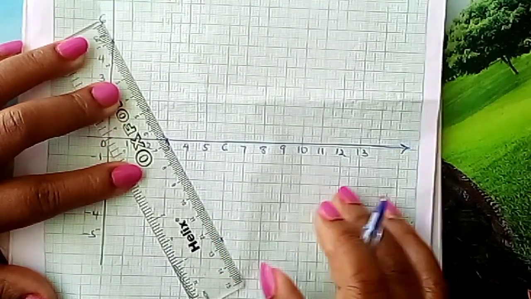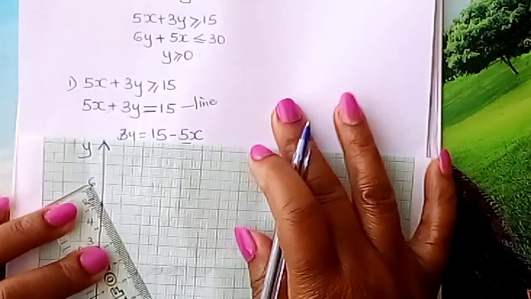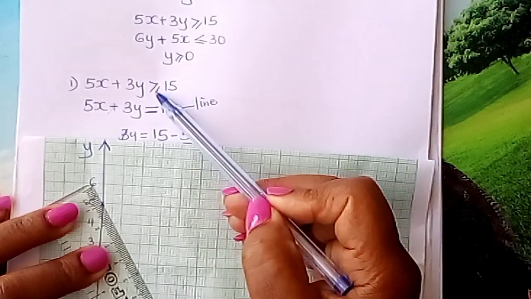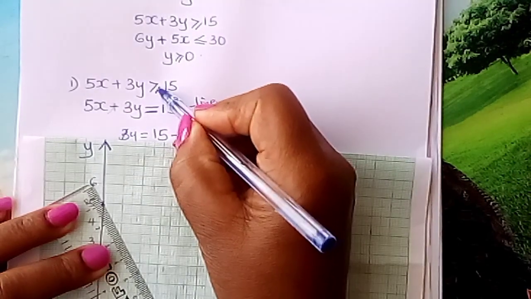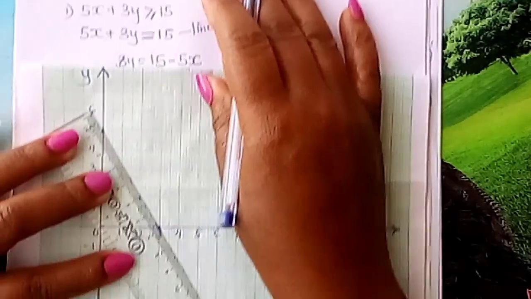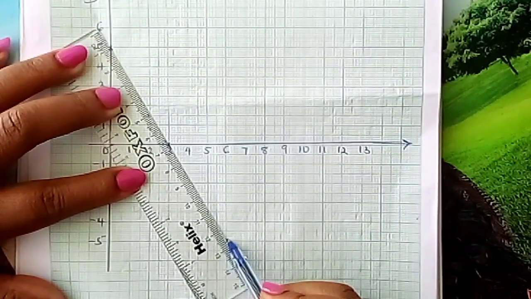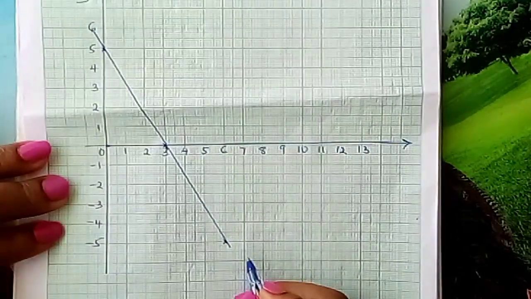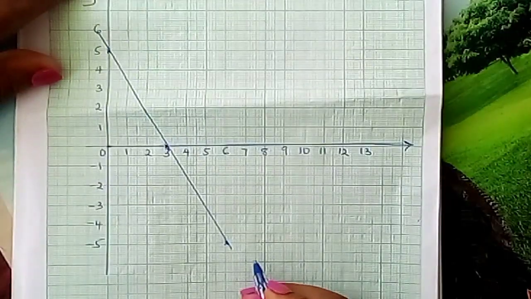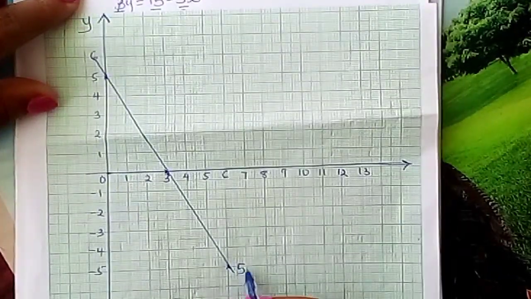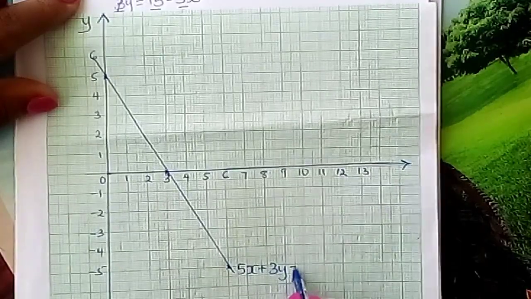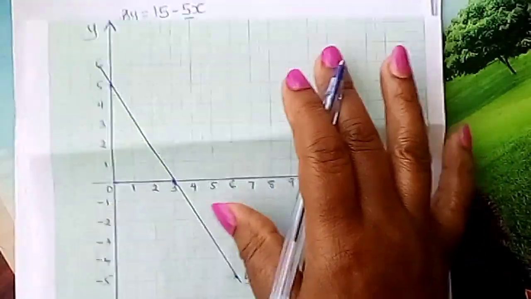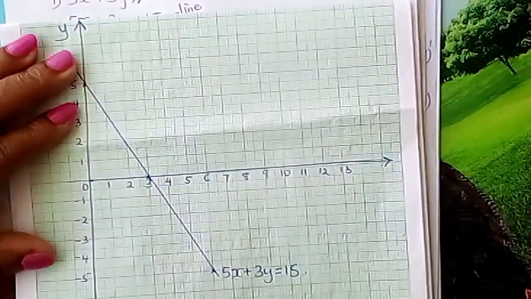What kind of a line will you fix? That is the other question. Look at this. You fix a solid line because the inequality here was accompanied by an equal to sign. Once it is accompanied by an equal to sign, the line is solid. It is not broken. So this is our line, and then you label it using your equation. You can use this equation here: 5x plus 3y is equal to 15. Labeling is very important.